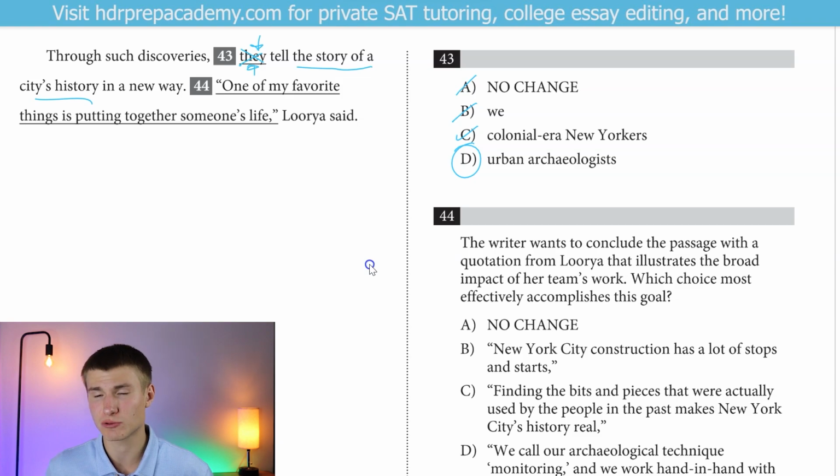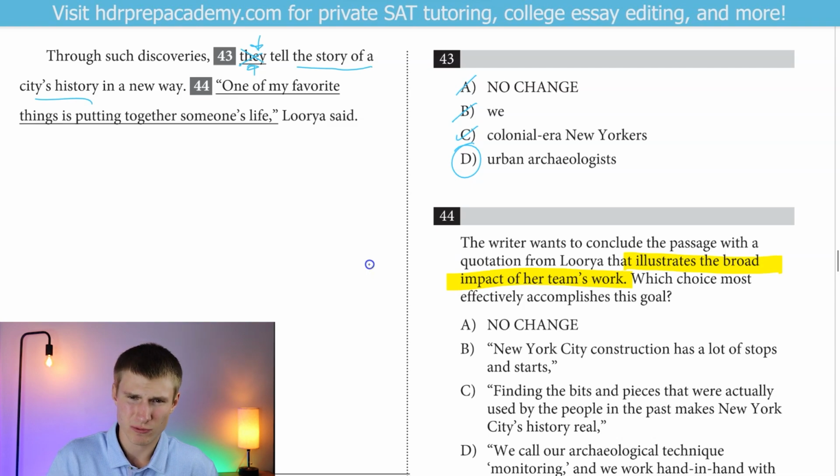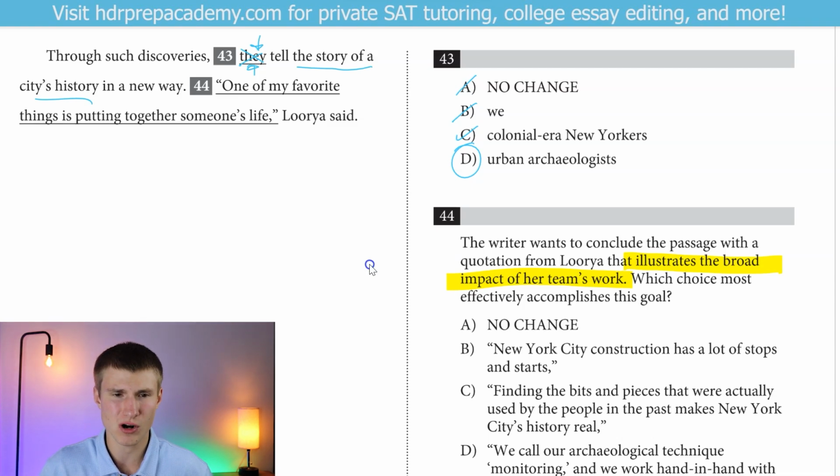The writer wants to conclude the passage with a quotation from Rhodea that illustrates the broad impact of her team's work. Which choice most effectively accomplishes this goal? Well, ultimately what we're looking for here is to illustrate that broad impact of her team's work. Anytime you're given a prompt on the SAT writing section, you want to pay close attention to what it's asking you to do. So we've got to make sure we're not focusing too narrow. We've got to stay broad here on the impact.